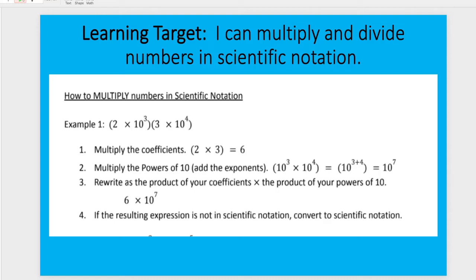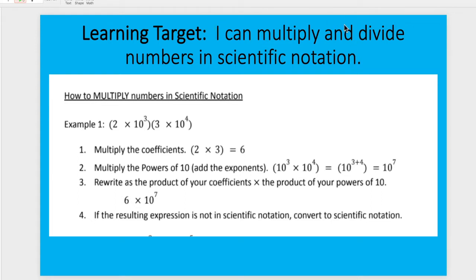I hope that after watching this video, you will feel confident in being able to multiply and divide numbers in scientific notation. So we're going to start by going through the steps and then doing 4 examples together. 2 examples multiplying numbers in scientific notation and 2 examples dividing numbers in scientific notation. The process is actually pretty straightforward, so let's go ahead and get started here.